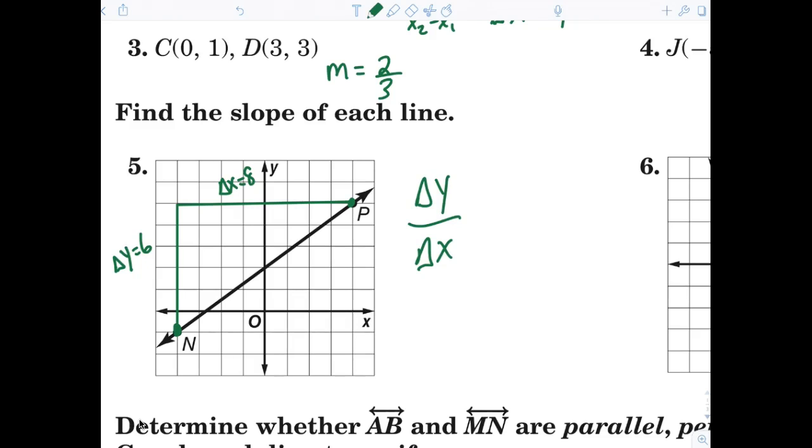Yes, and you don't even have to say 6 over 8. You can automatically say what? 3 over 4. All right?